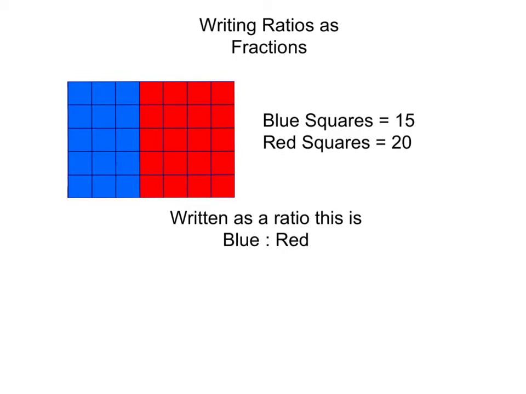Written as a ratio, this is blue dash red. Therefore there are 15 blue to 20 red. This can then be simplified by dividing both these numbers by their greatest common factor. Now the greatest common factor of 15 and 20 is 5, because 5 goes into 15 and 5 goes into 20, but no number bigger than 5 goes into both 15 and 20. So if we divide 15 by 5 we get 3, if we divide 20 by 5 we get 4, leaving us with a ratio of 3 blue to 4 red.